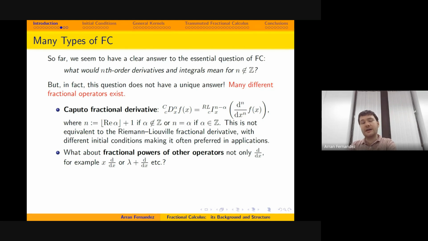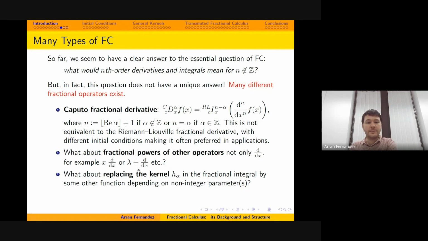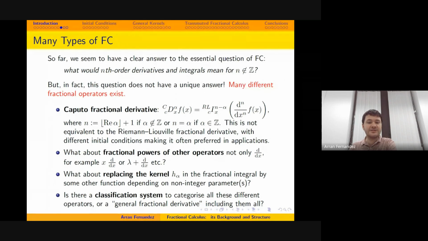But Caputo is basically another way to define a fractional power of d by dx, a fractional power of the simple first order derivative. But sometimes in differential equations, in applications, we may be interested in other first order operators. Can we define a fractional power of this or that? Can we define fractional powers of the second derivative? And so on. Can we replace the kernel? Remember this h alpha, the fractional power function, it can be replaced by other possible kernel functions depending on non-integer parameters, which you can think of as fractional orders. Is there a classification system? Is there a general fractional derivative or general fractional integral that includes all the different possibilities?